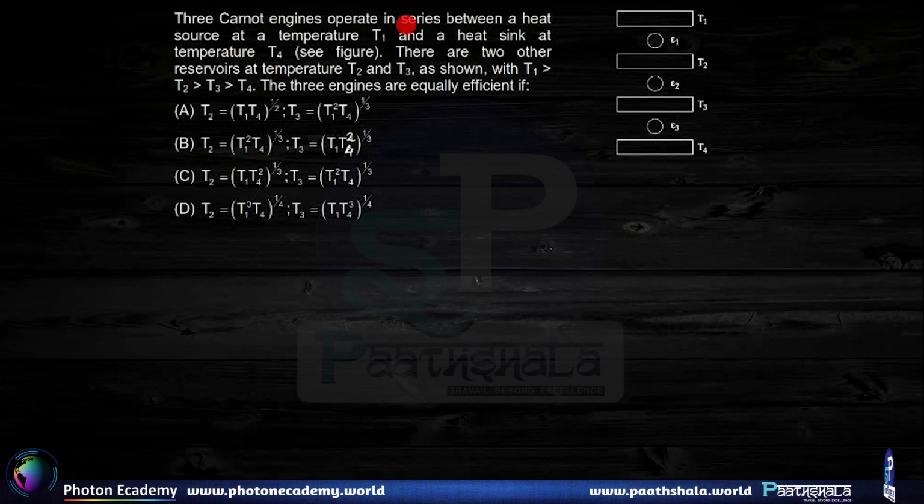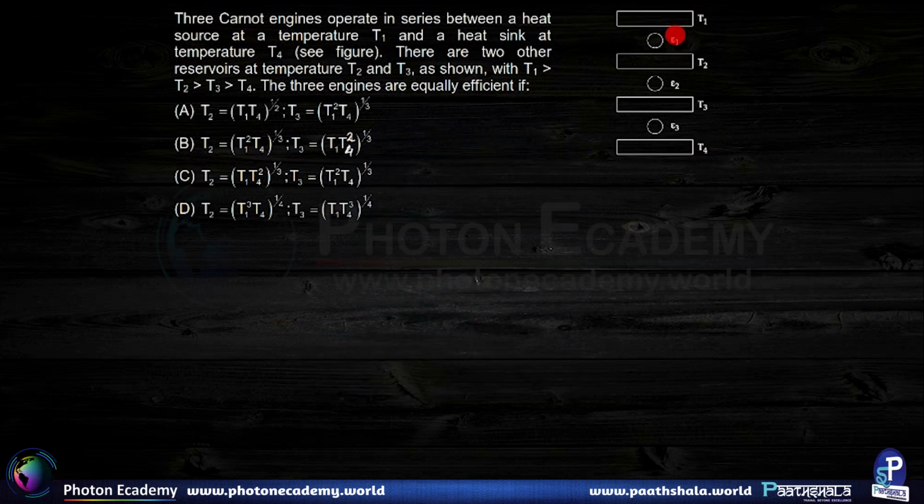Three Carnot engines operate in series between a heat source at temperature T1 and a heat sink at temperature T4. So this is T1 and this is T4. Now this epsilon 1 is the efficiency of the first Carnot engine, epsilon 2 happens to be the efficiency of the second Carnot engine, and epsilon 3 the efficiency of the third Carnot engine. Now it is given that they are equally efficient.